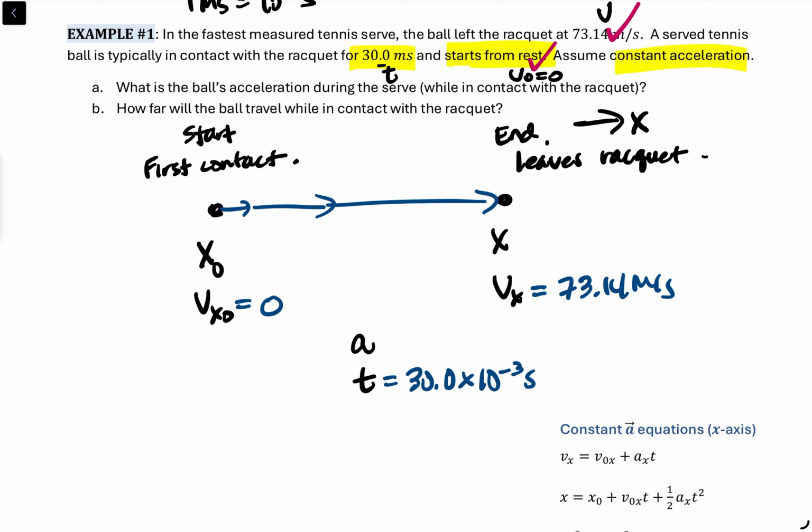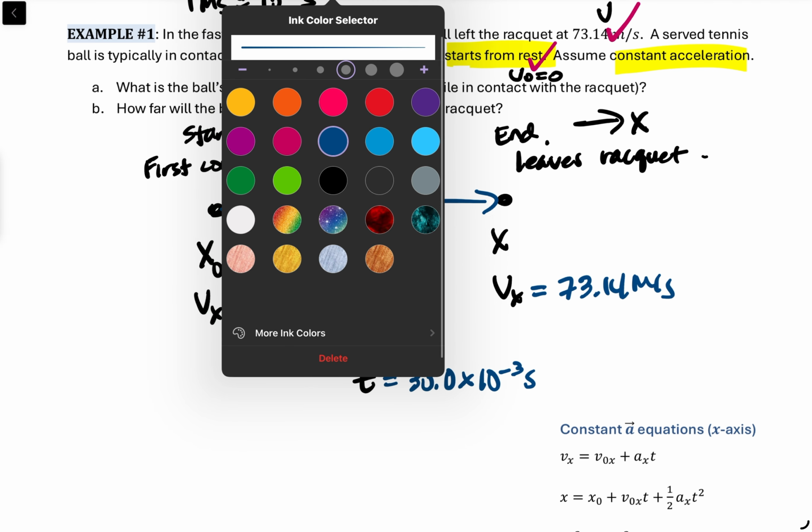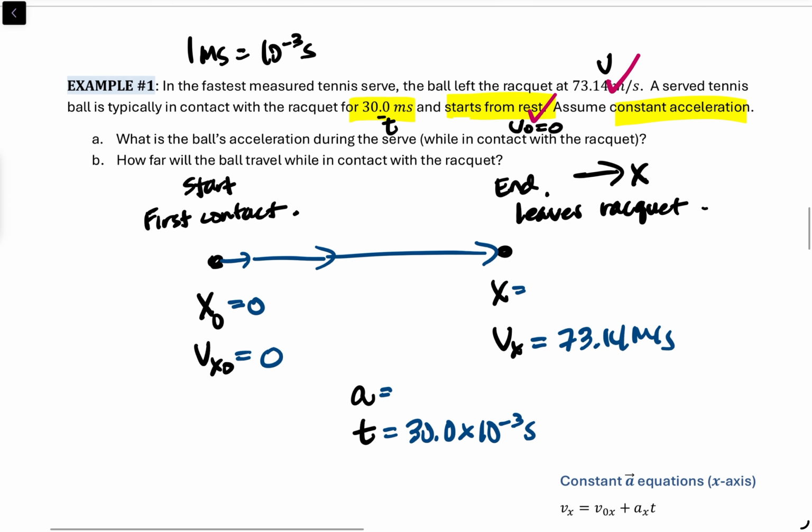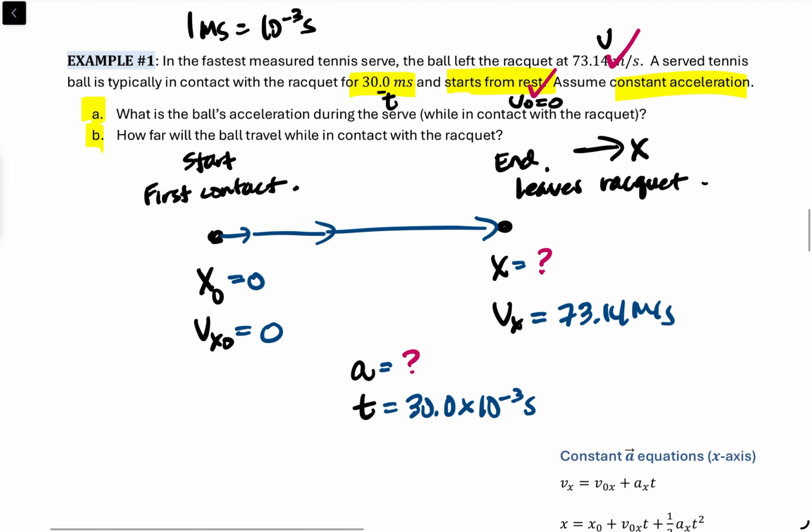Okay, so we oftentimes will put a 0 here, so we can set our 0 point for position. So we have two things that we don't know, and I think these are the two things we're going to find. What's the ball's acceleration? This is one of the things I want to find. And then how far will the ball travel while in contact with the racket? So we're looking for that X, that final position, and we're looking for our acceleration here.